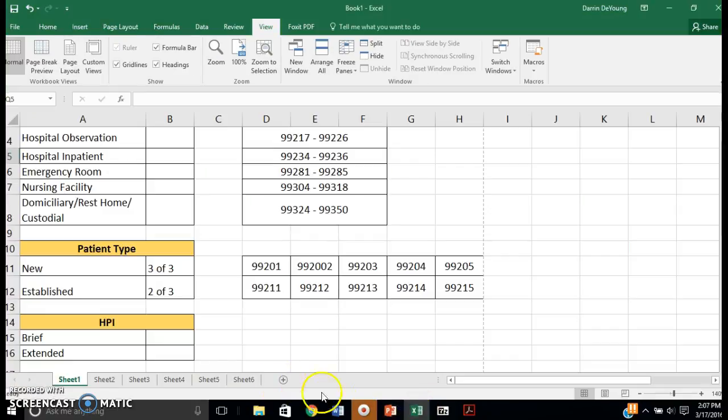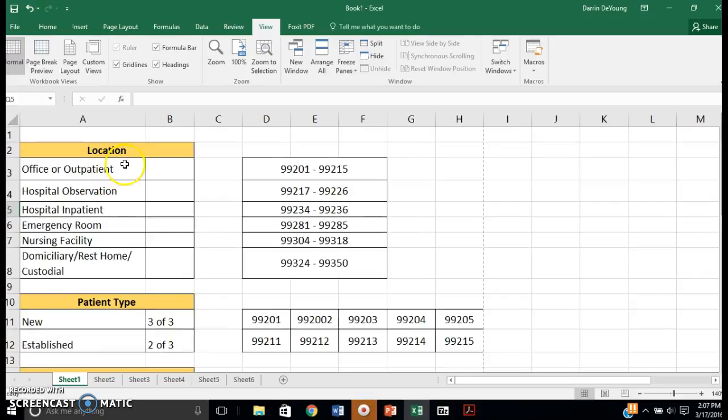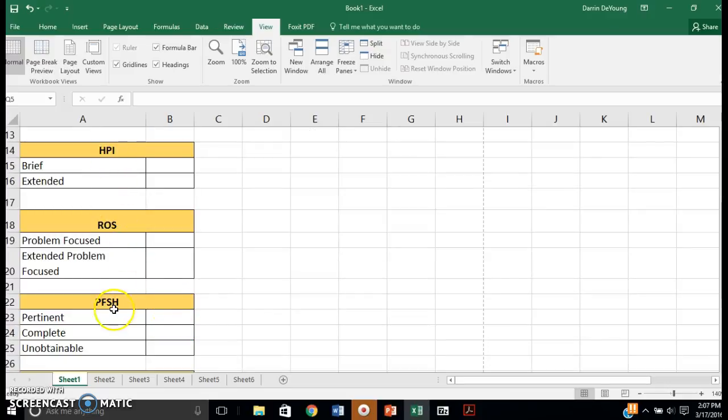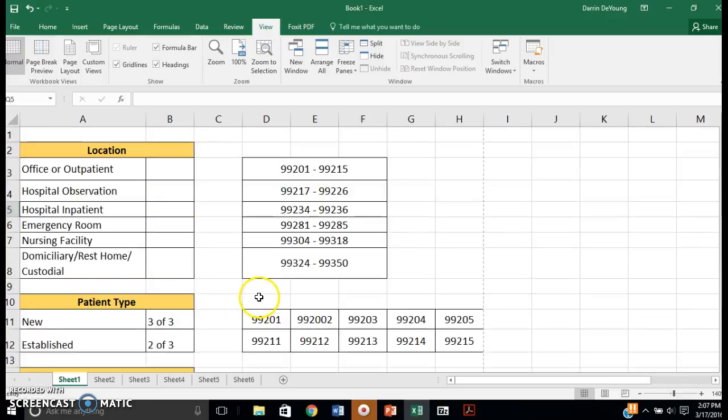I made a spreadsheet because, well, I love my spreadsheets. And this is basically a checklist. So we're going to go through this when we work through these problems, but you have location, patient type, HPI, review of systems, PFSH, exam level, and then MDM. So I will post it up for you so that you can use this when we work through the problems in the next video.